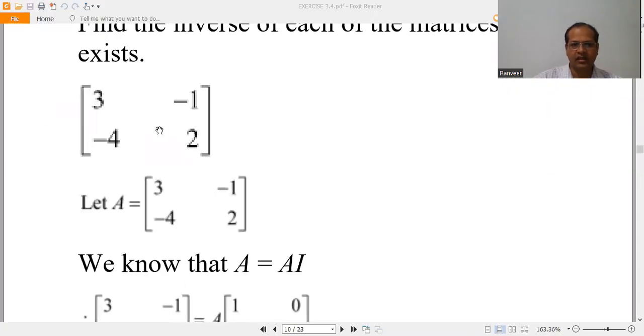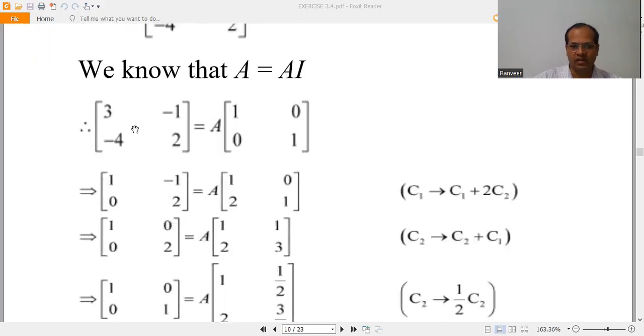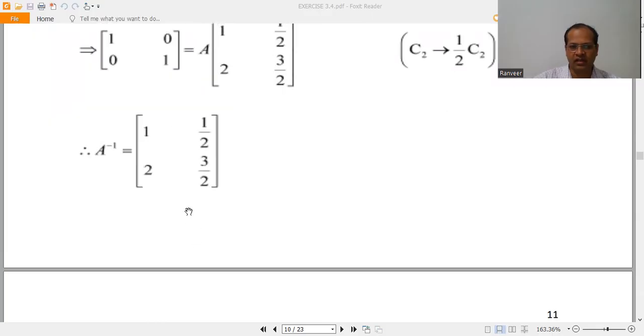10th, 3 minus 4 minus 1, 2. So doing the same operation, here we are getting A equal to A in multiplication of 1 by 2, 2, 3 by 2. This is nothing but the inverse.